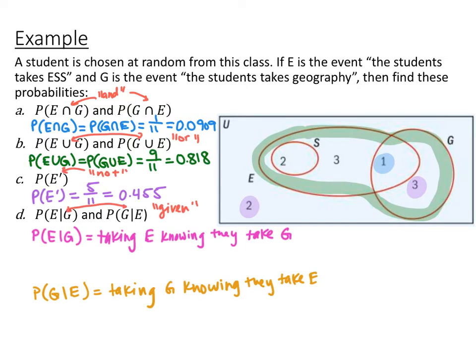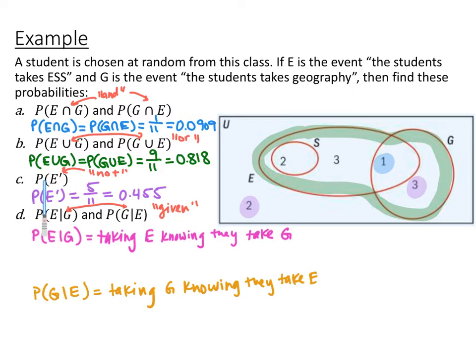So for B, we have the probability of E union G and the probability of G union E. So this is or, so that means they exist in E, they exist in G, or they exist in both of them. So I always was told it's like a bucket, it catches everything. And again, the order is not going to matter on this one, they're going to be the same. So it's anybody who's in either of the two circles. So the only people that are not counted are these two out here that are taking neither of them. So the probability is going to be all 9 of these students out of 11, or 0.818.